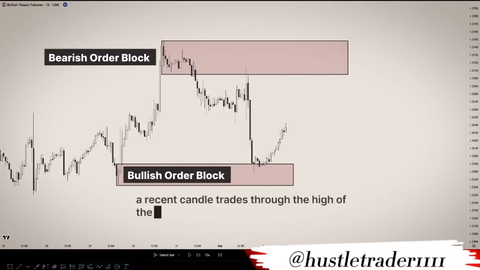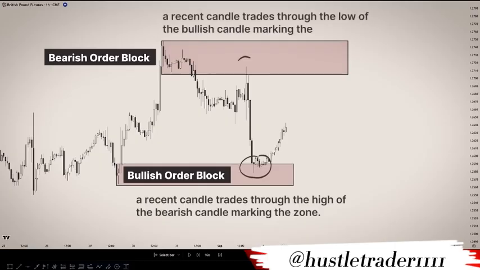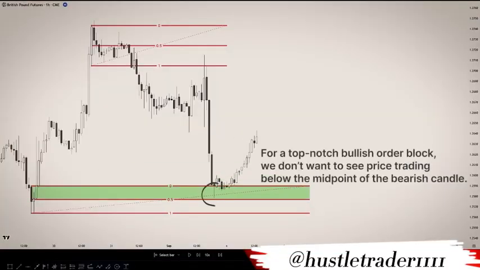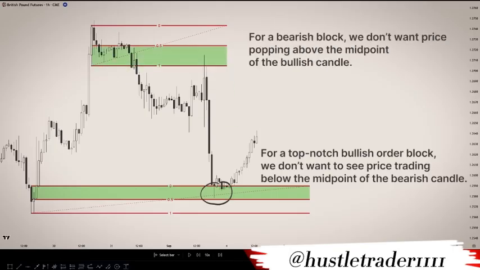For a bullish order block to be confirmed, we need to see a more recent candle trade through the high of our red candle marking the zone. For a bearish block, we need a candle to trade through the low of our highest green candle. And for a top-notch bullish order block, we don't want to see price trading below the midpoint of that candle. For a bearish block, we don't want price popping above the midpoint of the green candle.